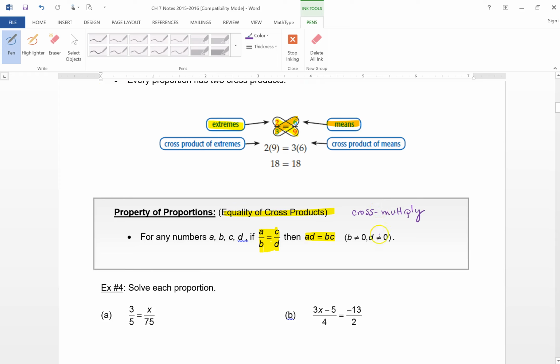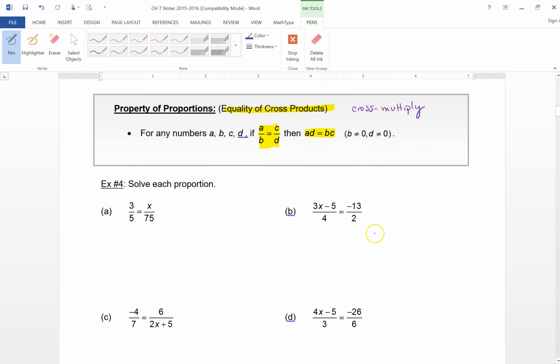All right. So let's solve this like that. Okay? When you cross multiply, what you have are the extremes, 3 times 75 equal to the means, 5x. So that's 225 equal to 5x. And what's x equal to? 45. All right?